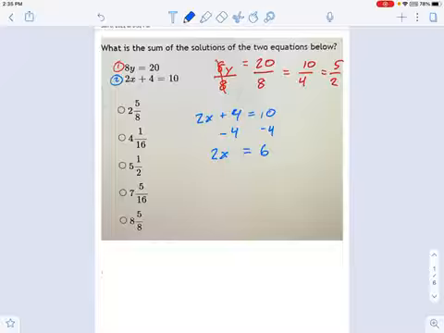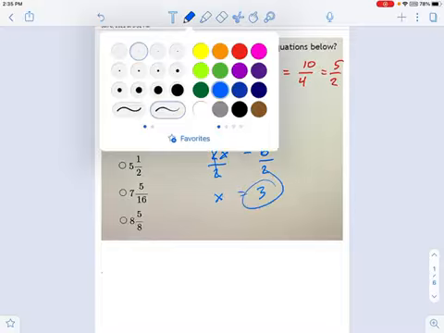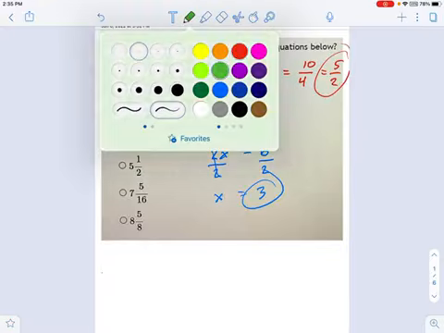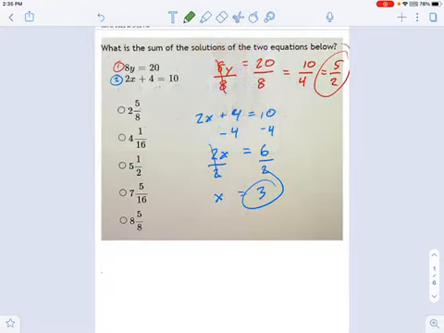All I need to do at this point is just divide by 2. That'll undo the multiplication there, and I get x equals 3. So here are my two solutions: x equals 3 and y equals 5 halves. Last step is you just add them together, right?